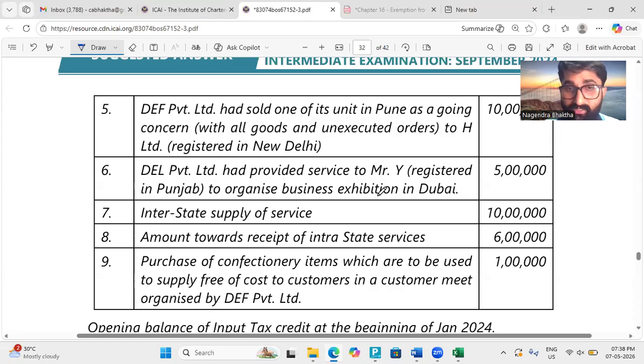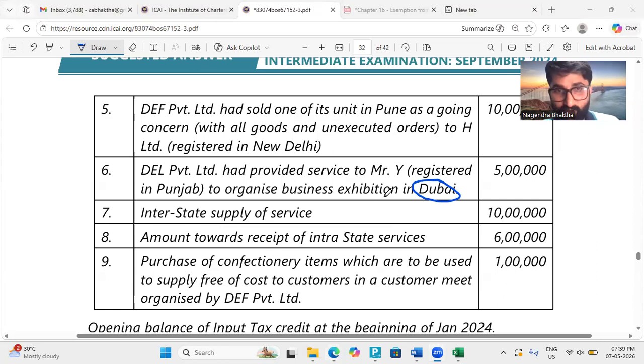So the place of supply is actually Punjab. Correct. But it is not Delhi. Sorry, it is Dubai, people. And do you remember in the exemption chapter we discussed that any business exhibition done outside India is exempt. So this 5 lakh is exempt.